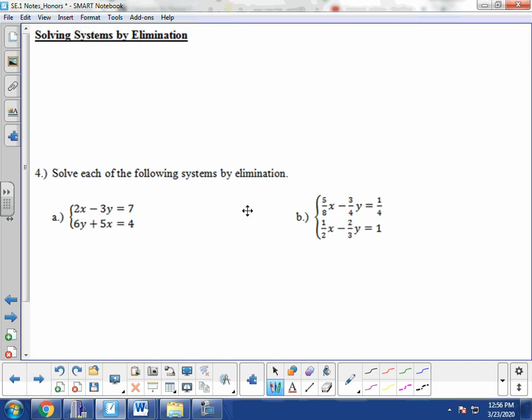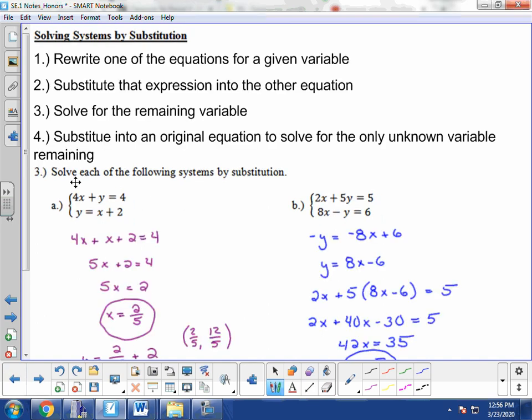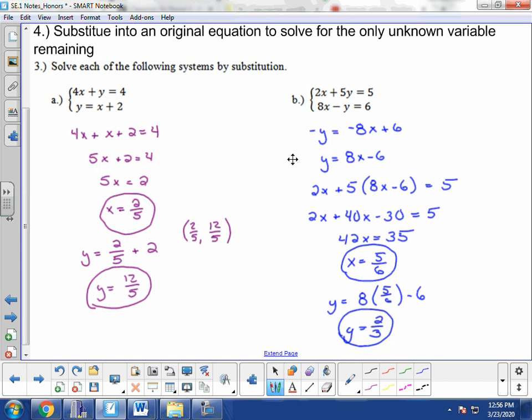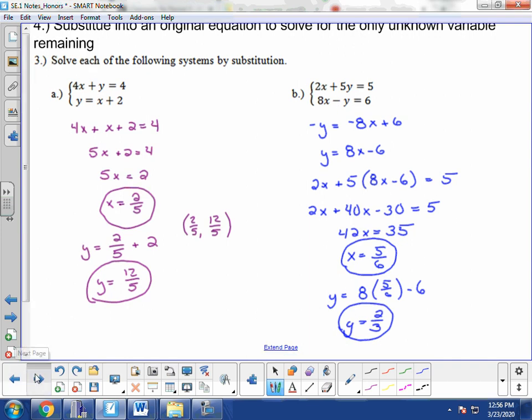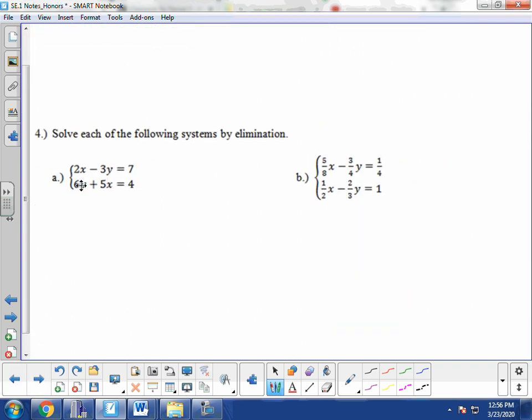Let's go ahead and take a look at solving by elimination. Elimination is sometimes easier, sometimes it's more difficult. But if we look at problems 3A and 3B, we chose to use substitution because here in A, y was by itself. Here in B, we could get y by itself very easily. Here in 4, we could get y by itself in some of these cases, but that might give us some fractions that we may not want to work with.